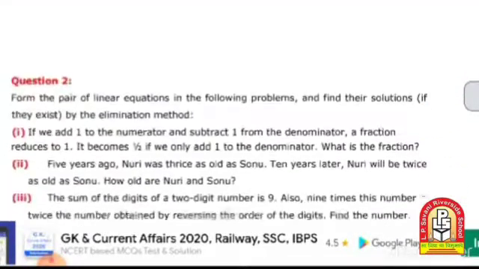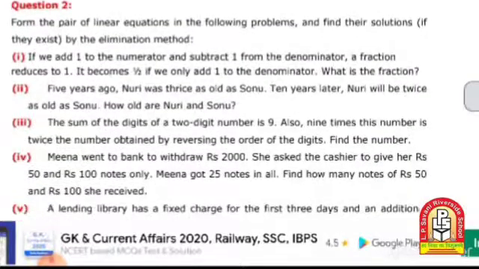And in the next lecture we are going to learn about question number 2: solve the pair of linear equations in the following problems and find the solution, if they exist, by the elimination method. The first word problem is: if we add 1 to the numerator and subtract 1 from the denominator, a fraction reduces to 1. It becomes 1 by 2 if we only add 1 to the denominator. What is the fraction? This kind of word problem we are going to conduct in the next Zoom lectures.